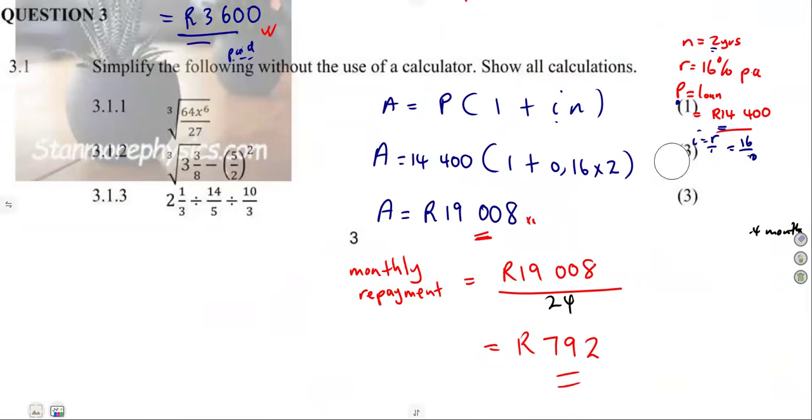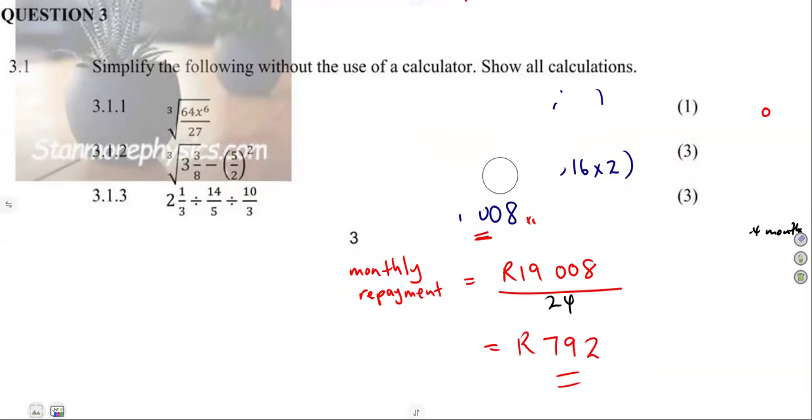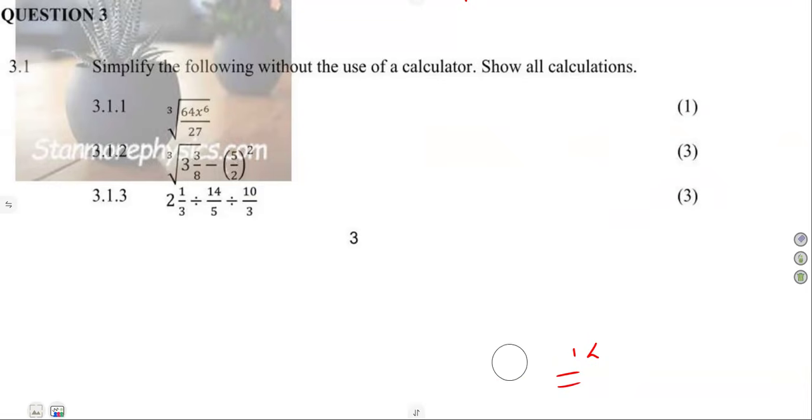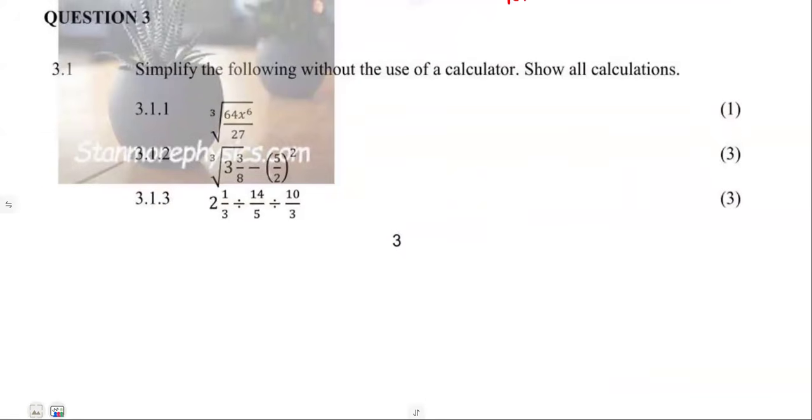So any other way that you do understand, apply that one. This is just for the sake of revision. There are so many ways that you can apply. Remember, this is maths, guys, mathematics. You can apply so many ways.